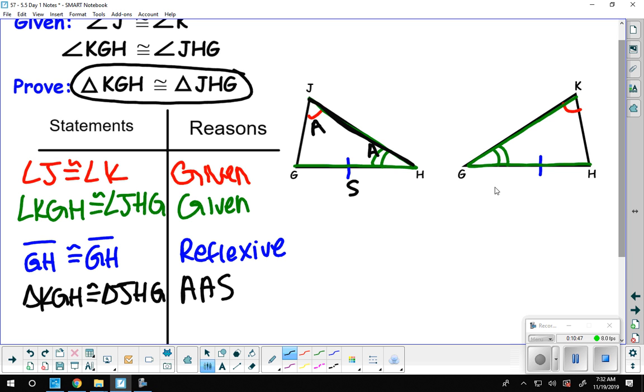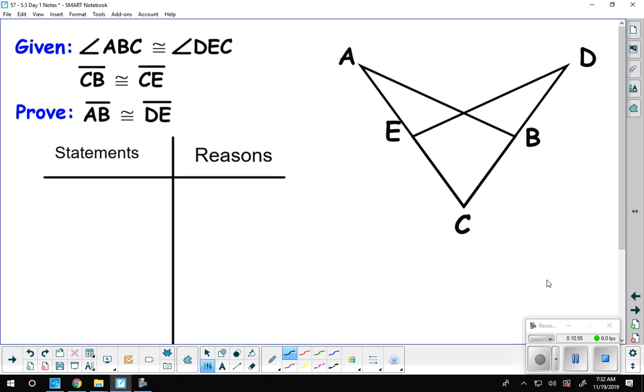And one more example. So in this example, we had side GH that was overlapping. In this example, we have an angle that's overlapping. So take a second, see if you can find that angle. So angle C is going to be in both triangles. So angle C is overlapping.